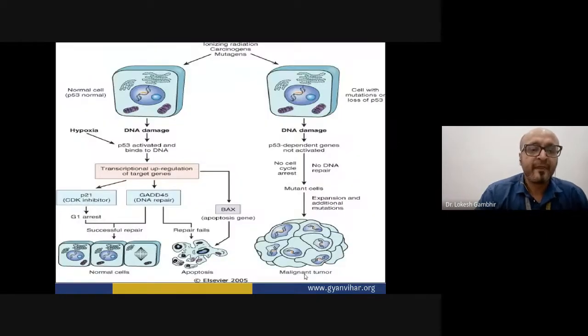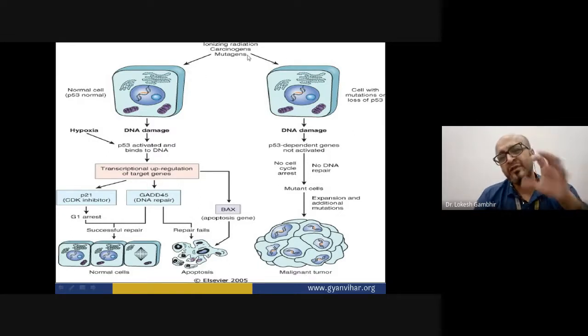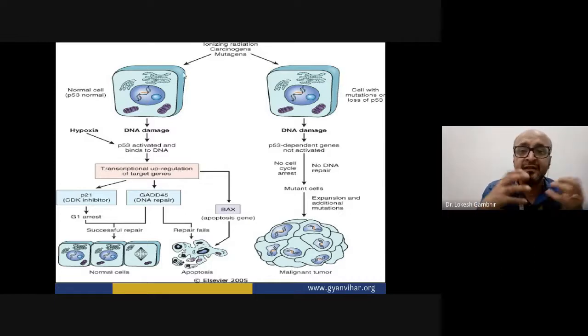So what we have established till now is that P53 is very crucial for a normal cellular response. Whenever there is a carcinogenic insult or a mutagen that the cell is exposed to, or when we are talking about any kind of ionizing radiation exposure, there are certain damages to the cell, in terms of DNA damage, and that's the root cause of these particular carcinogenic insults.